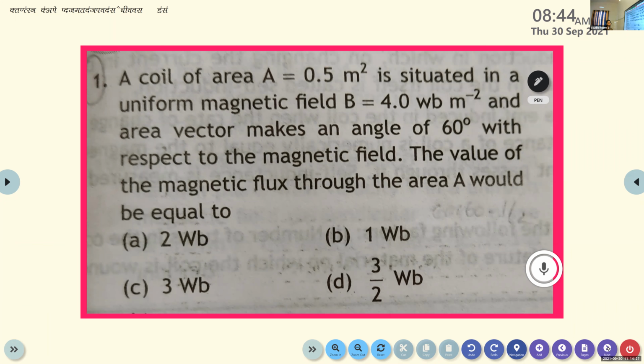A coil of area A equal to 0.5 meter square is situated in a uniform magnetic field B equal to 4 Weber per meter square. An area vector makes an angle of 60 degrees with respect to the magnetic field. The value of the magnetic flux through the area A would be equal to 2 Weber, 1 Weber, 3 Weber, 3 by 2 Weber.